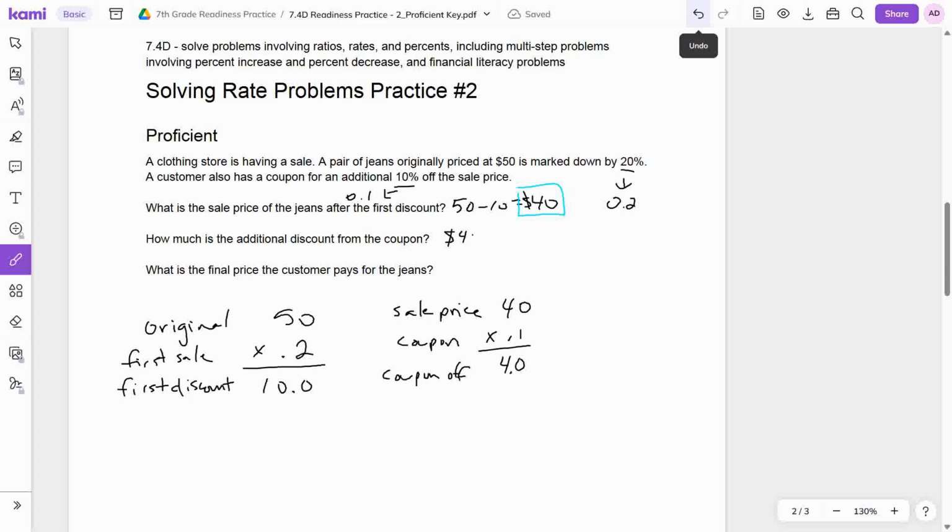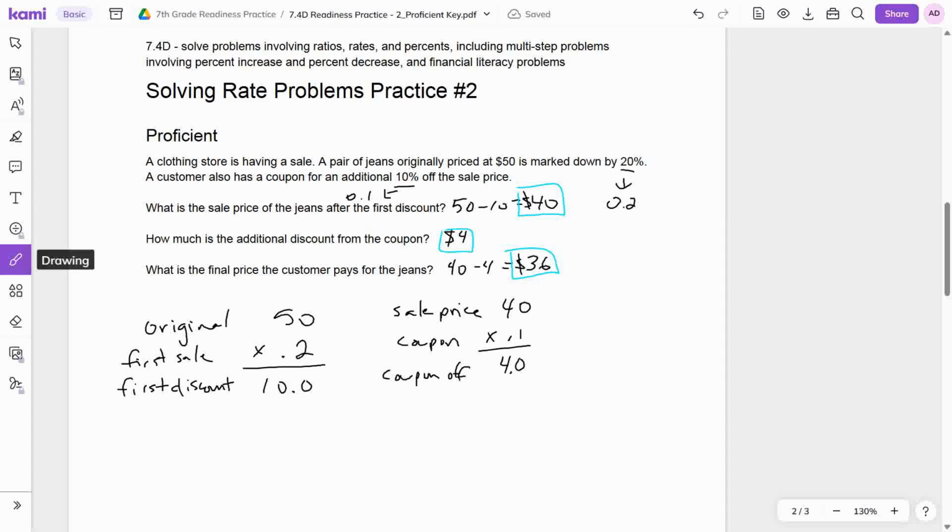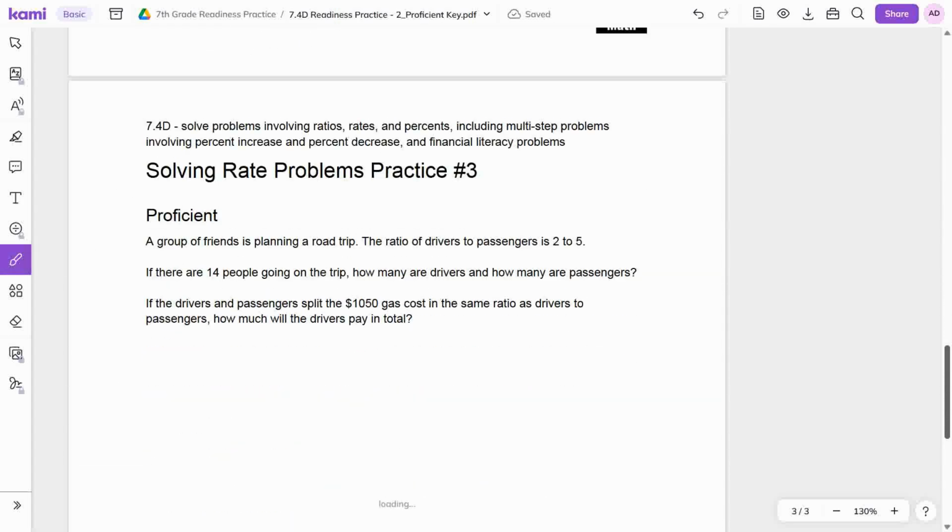Now the final price is going to be this $40 minus that $4. So we end up paying only $36 for the jeans. We had to take that 20% off and then a 10% off after the first 20% was taken off.